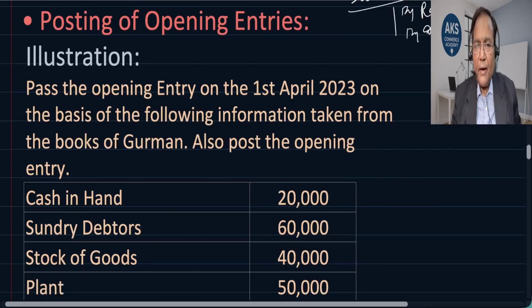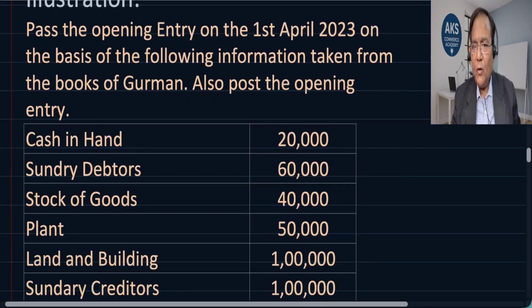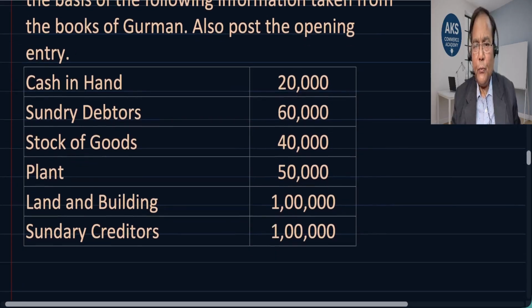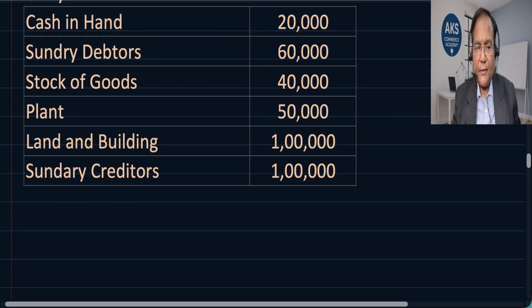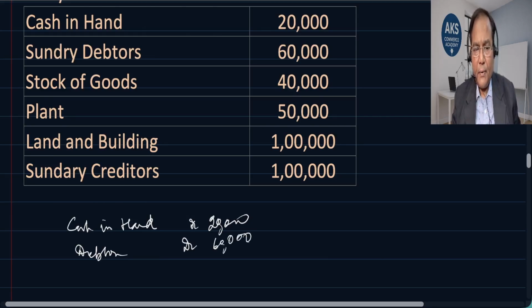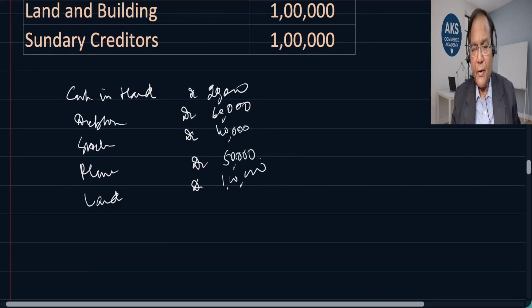So now we will go ahead with understanding the opening entries. Pass the opening entry on 1st April on the basis of the following information taken from books of Gurman. Also post the opening entry. So opening entry is how we have already seen. I'll make the opening entry here. Cash account, cash in hand: 20,000 debit. Then debtors debit 60,000, stock debit 40,000, plant debit 50,000, land and building debit 1 lakh, and sundry creditor.